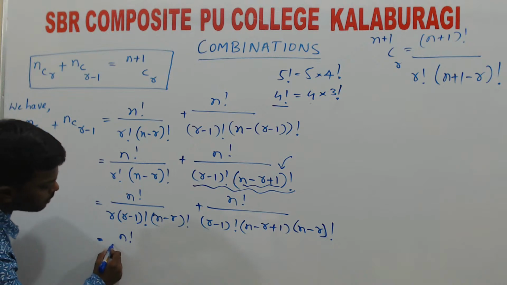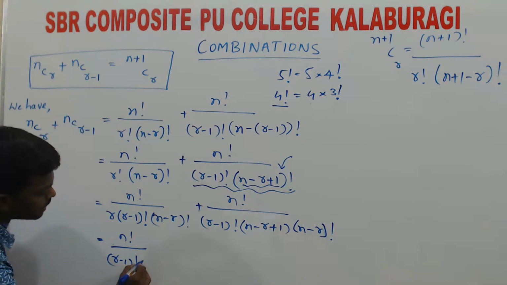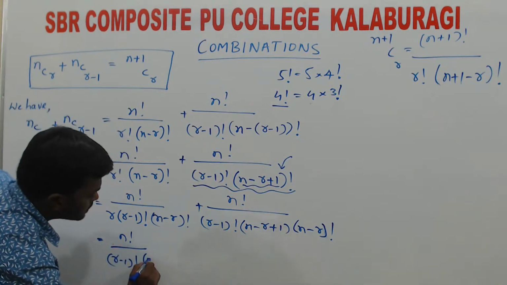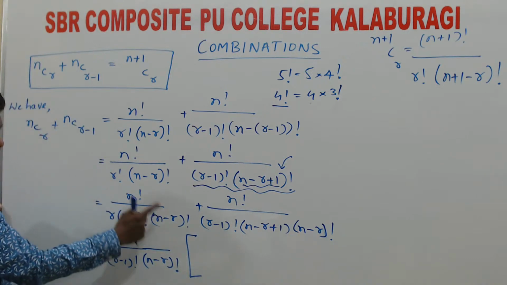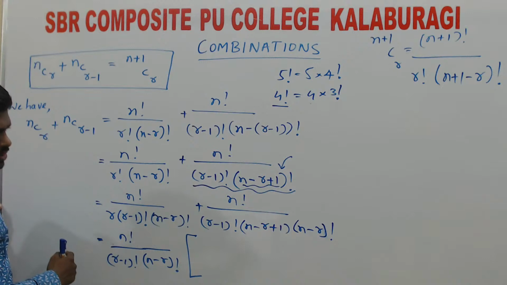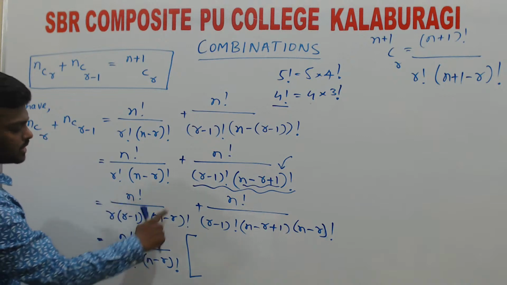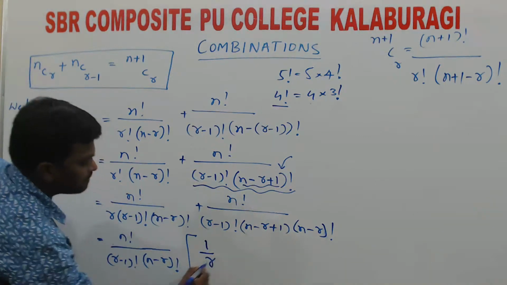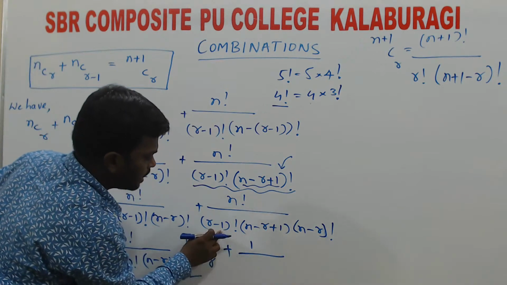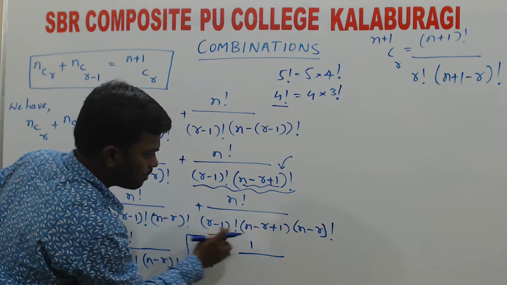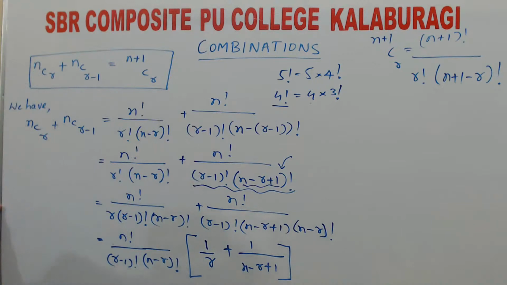So n factorial in the numerator, and in the denominator I can take r minus 1 factorial into n minus r factorial. Okay, so now n factorial is outside, r minus 1 factorial is also taken as common, and n minus r factorial is also taken common. So in the first term only 1 by r is left, and in the second term 1 divided by, this is outside the bracket common and this is also taken as common. So what we are left with is n minus r plus 1.